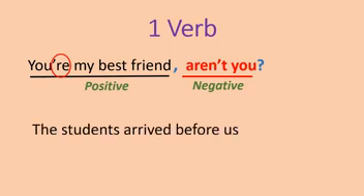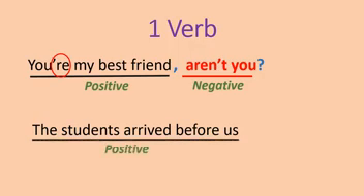Next, the students arrived before us. This again is a positive statement because we do not see any negative words here. Positive statement, and arrived is your only verb in the statement. And what do we do when we have to change arrived into its negative form? We cannot write arrivant because that is again not a correct word in English. So in this case, we have to identify the tense of this verb first. Arrived is in which tense? In past tense.